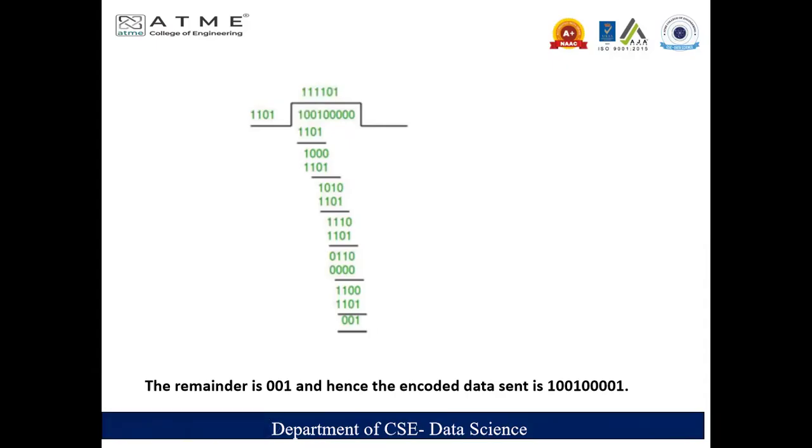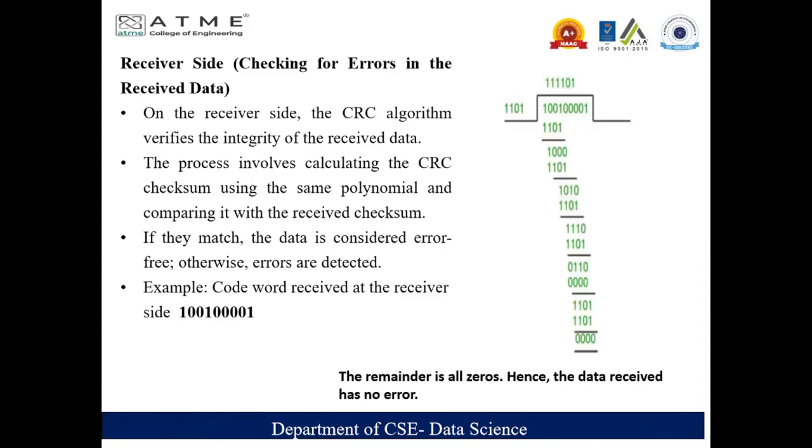Once the receiver receives that data, he is going to perform the division with the same generator polynomial. When the division is done, if the remainder comes as all zeros, then there is no error in the data that is received. If there is any 1 in the remainder, then there is an error in the code that is received. So this is how CRC works in detecting errors.